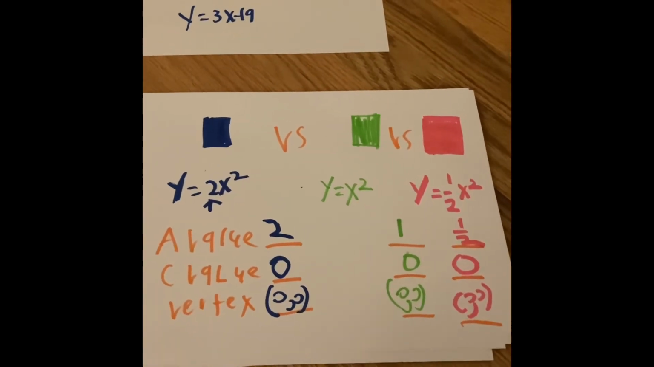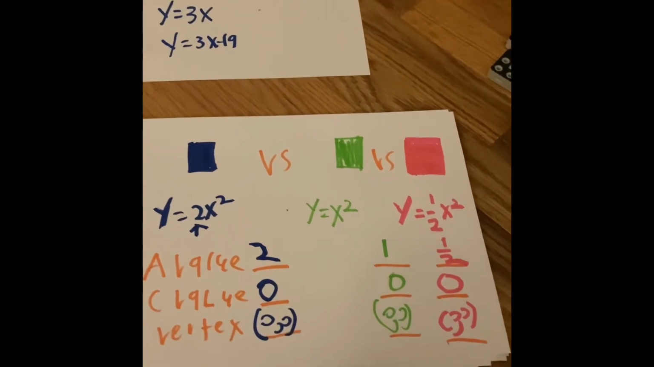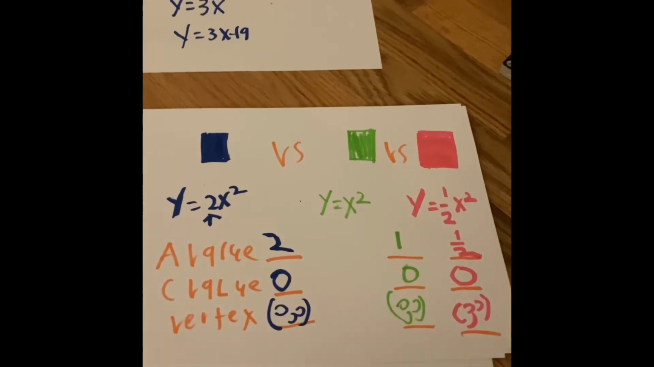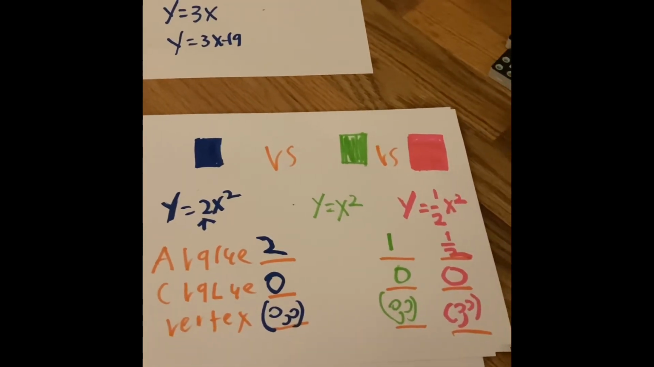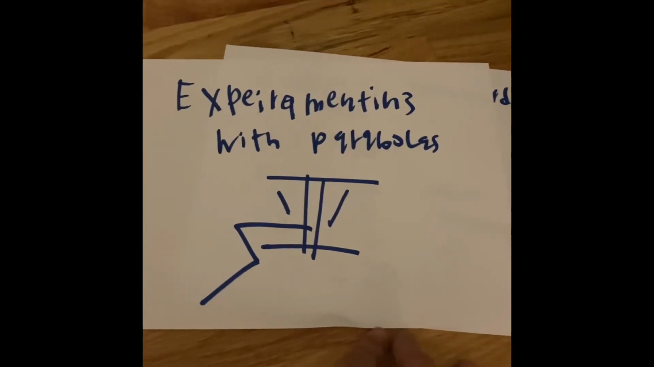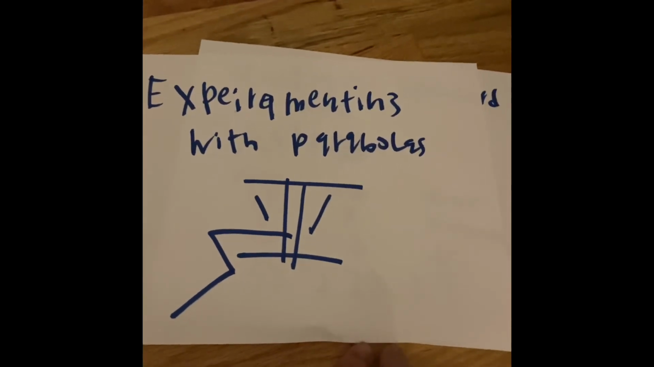These experiments with the parabolas were actually pretty interesting, because when you affect one thing, another thing gets affected. And that concludes the video. I hope this video has helped you understand how parabolas can change their equation and their shape and look on a graph.